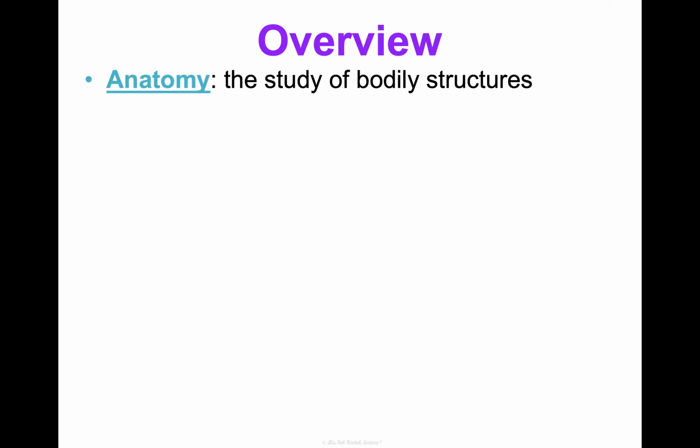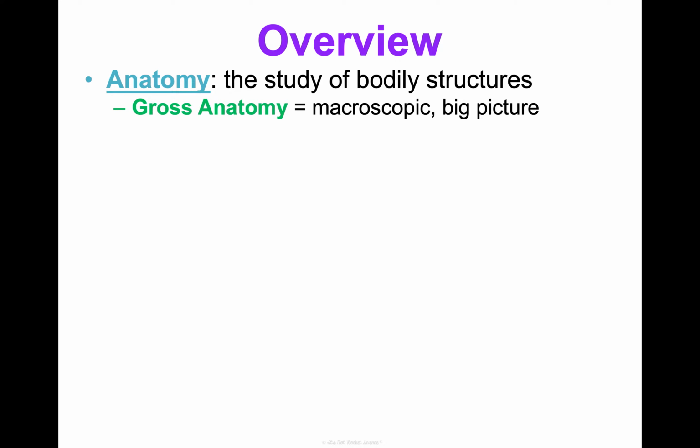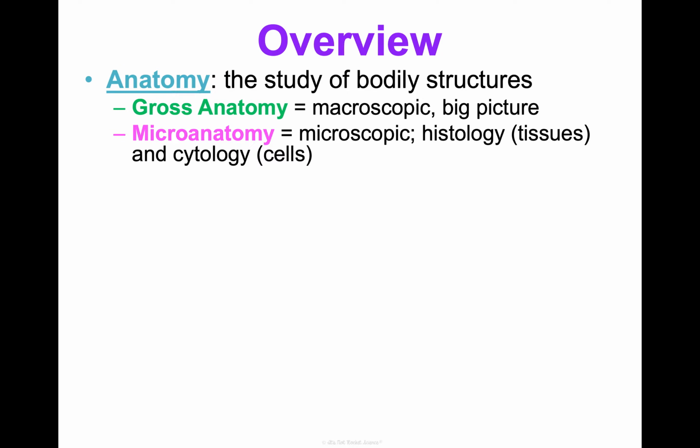Anatomy, what is it? It's a study of bodily structures. And we can look at anatomy several ways, but the main two ways are one is gross anatomy, so macroscopic, macro meaning big, just looking big picture at maybe just the different body systems. And then there's also microanatomy, looking at anatomy and bodily structures from a microscopic level. So looking at it more on the tissue and cellular levels. The study of tissues is called histology, and then the study of cells is called cytology.